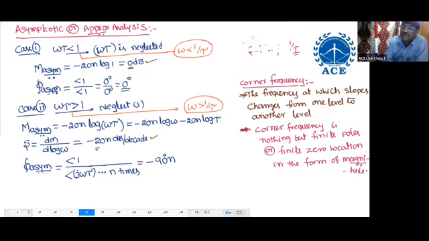Now here, what is the conclusion? Tell. Below the corner frequency, the slope is 0. Above the corner frequency, the slope is minus 20n. We'll write in the next page. See, below corner frequency, slope 0, phase angle. Can I draw here? Make a tabular form.